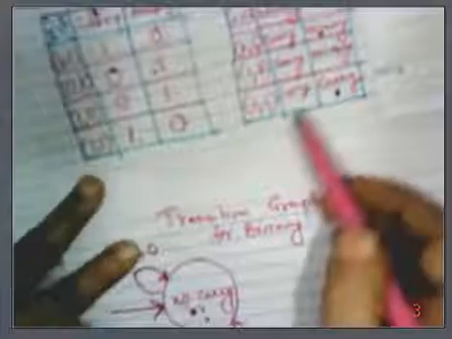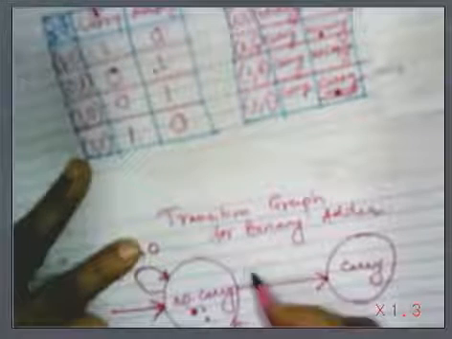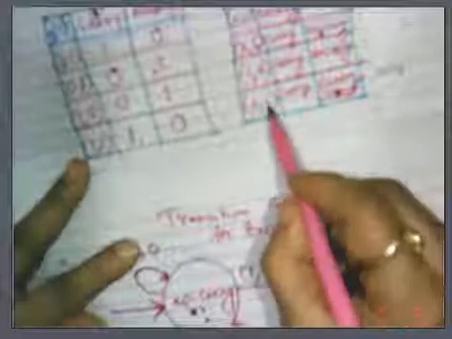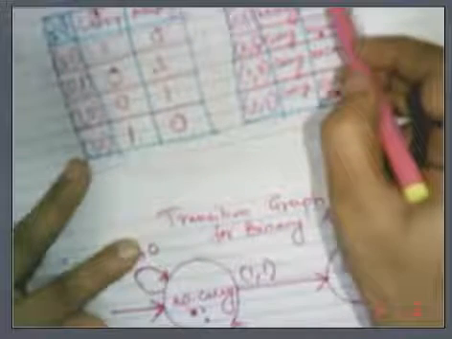your current state is no carry. That time you are moving to what? Carry state. Okay. So for what combination are you moving from no carry to carry state? 1, 1. Current state is no carry, it is moving to carry state. And what output is it generating? It is generating output as 0.